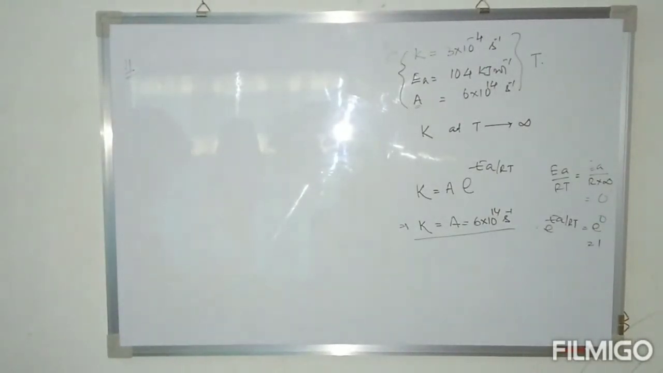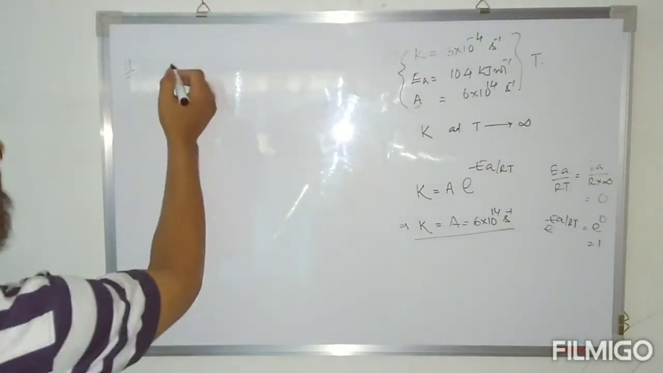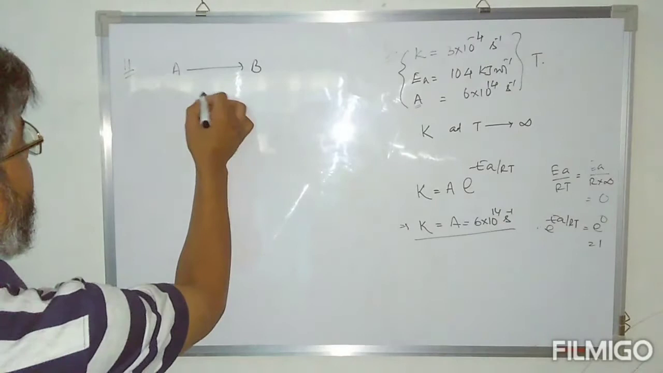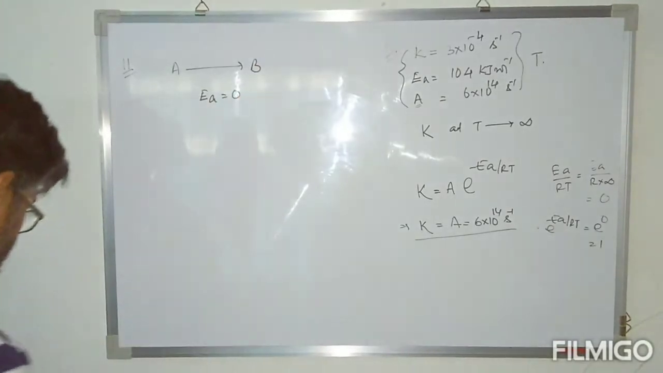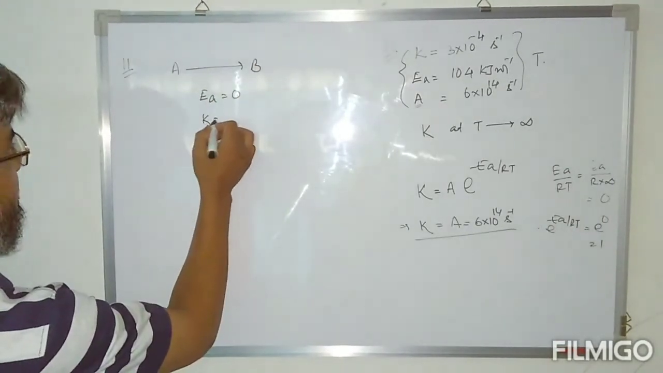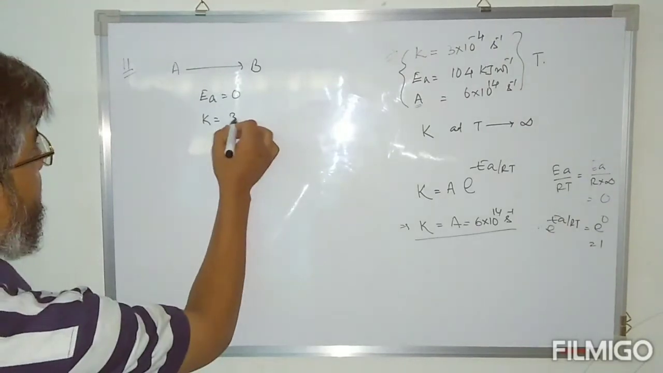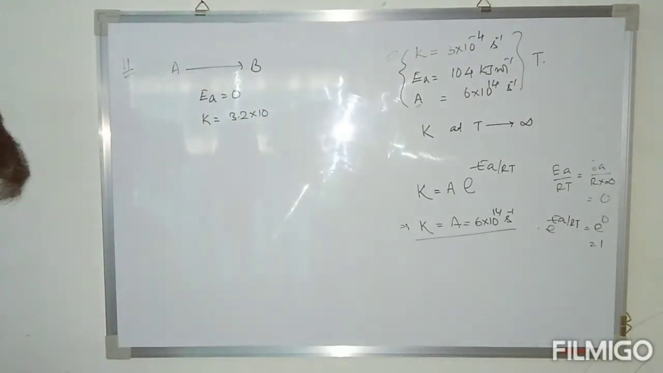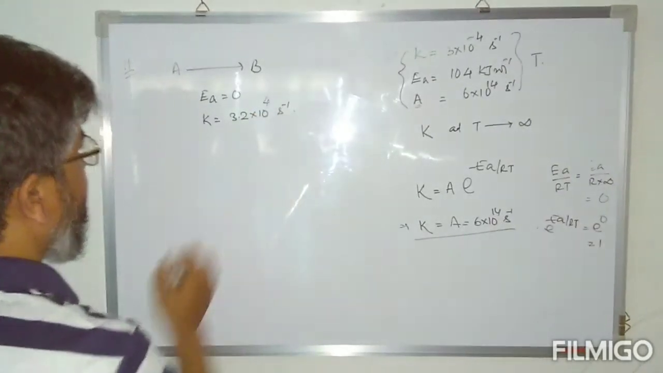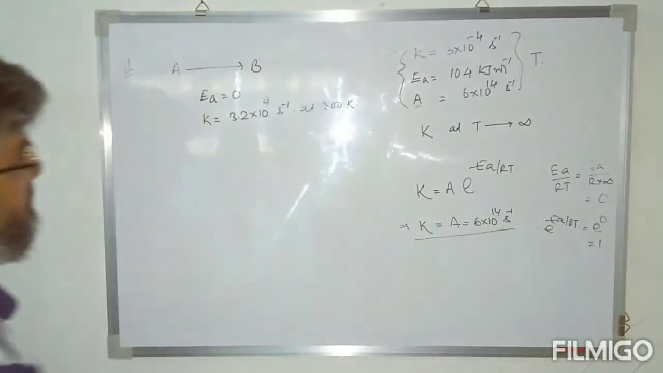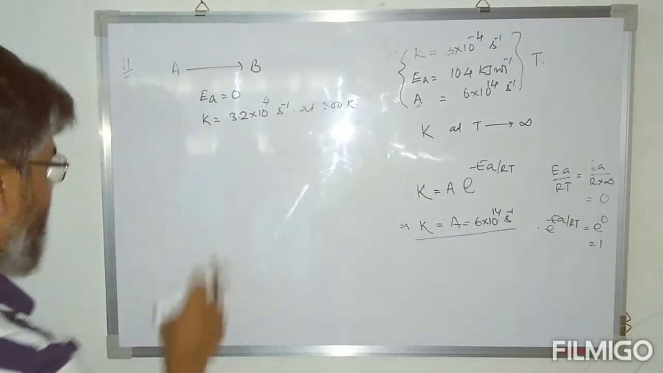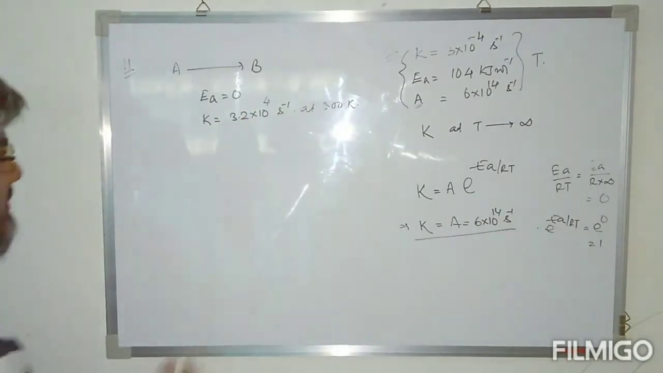Let's go to another question. For a given reaction A to A, the activation energy of the reaction is 0. The rate constant K for the reaction is 3.2 into 10 to the power 4 second inverse at 300 Kelvin. The question says, calculate the value of the rate constant at 330 Kelvin.